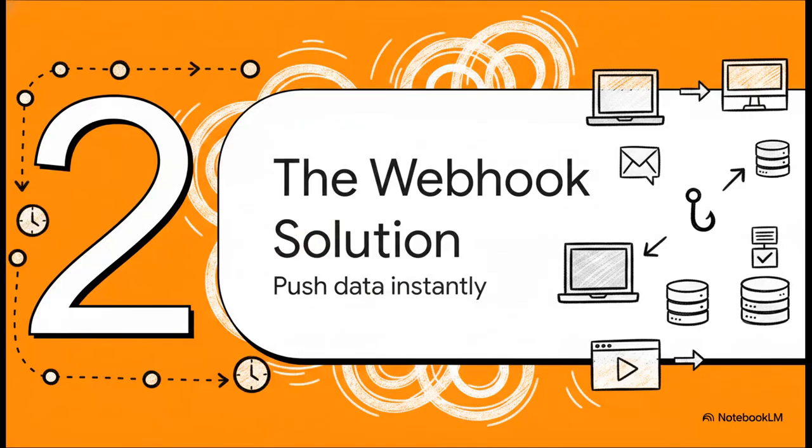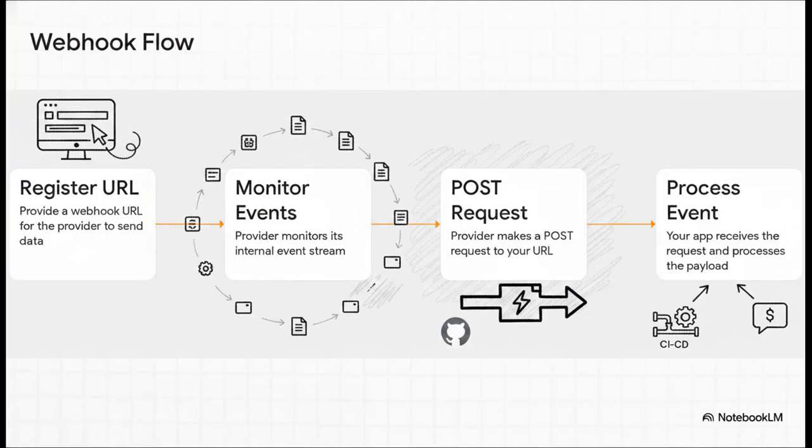Which brings us nicely to section 2, the webhook solution. Let's walk through the actual life of a webhook chronologically using a real-world example like a GitHub pull request. How does your system actually know when someone opens a PR? Step 1 is registration. You go into GitHub, give them your webhook URL, basically handing them your callback number. Step 2, GitHub just quietly monitors its internal event stream.